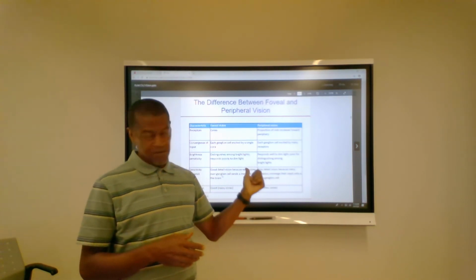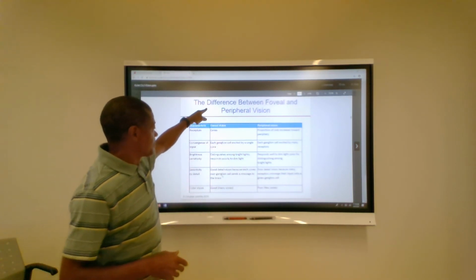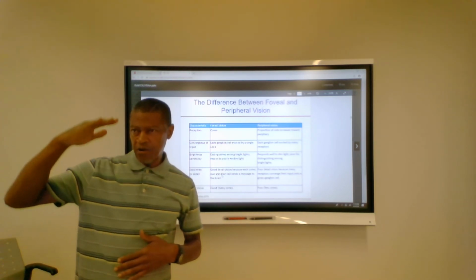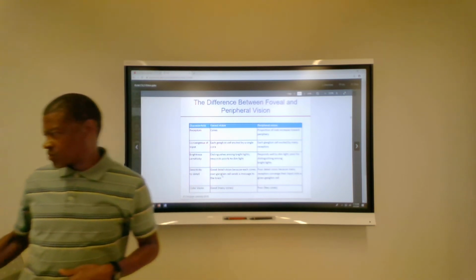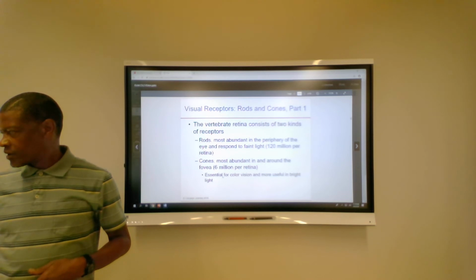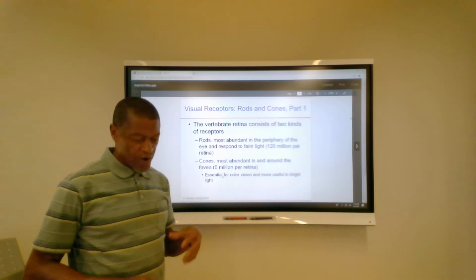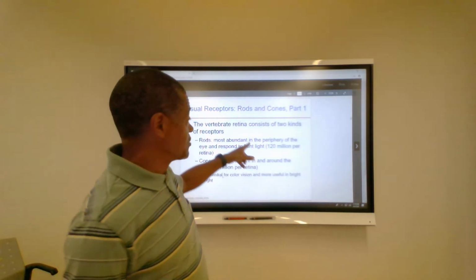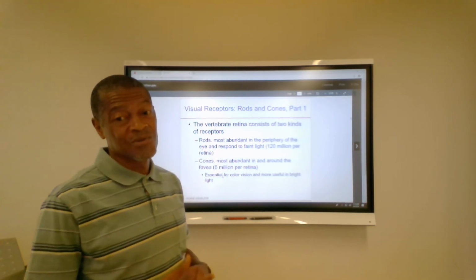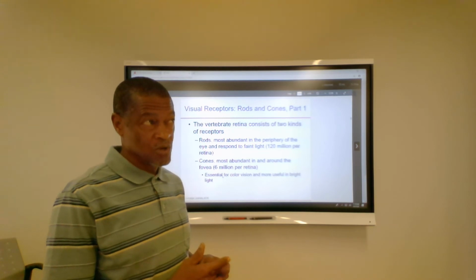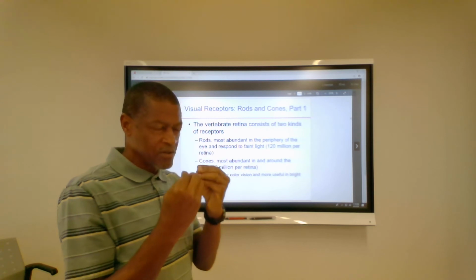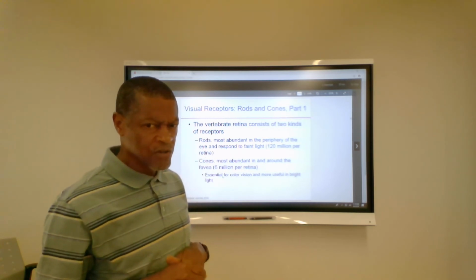And so this table right here gives you a sense of how to compare rods and cones. So cones, central; rods, peripheral. However, you have almost 120 million rods to about 6 million cones. You have more rods than cones. So more rods in that periphery, cones centralized, but they're on top of one another and help out with clear, detailed vision.